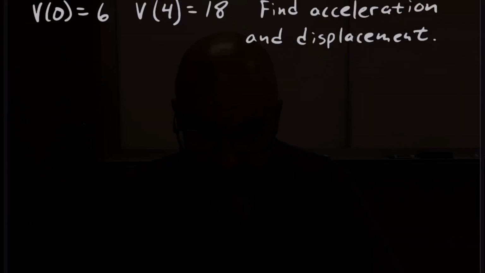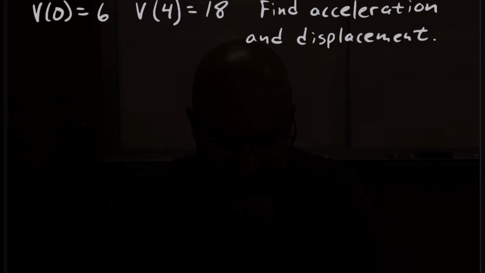Okay. So here's the problem that we're going to look at right now. This says that the initial velocity, the v at time 0, is equal to 6. And then 4 seconds later, v, the velocity, is equal to 18.